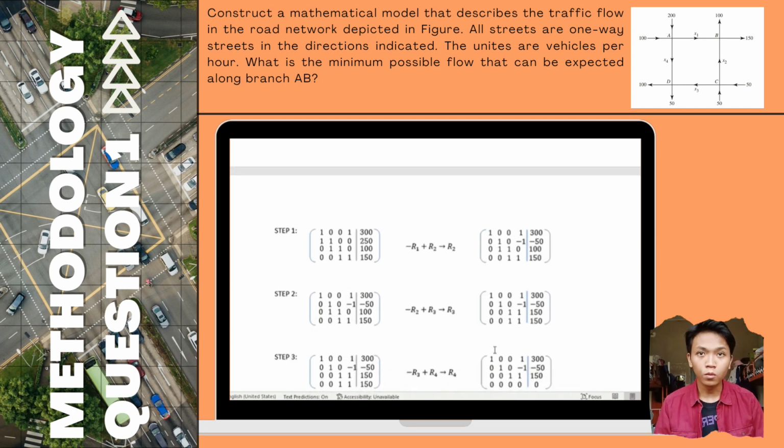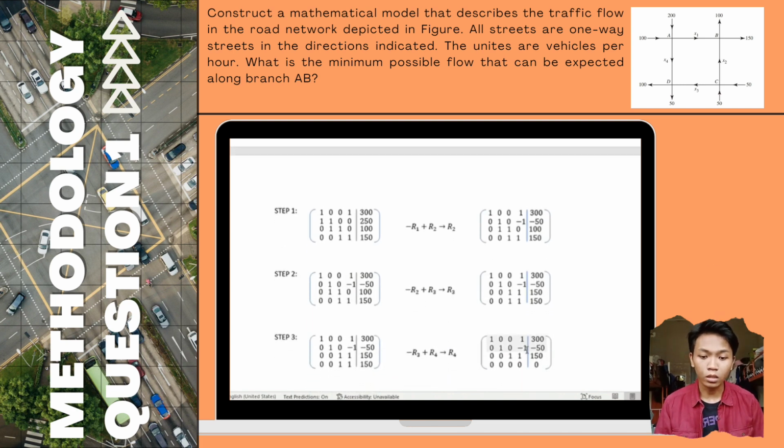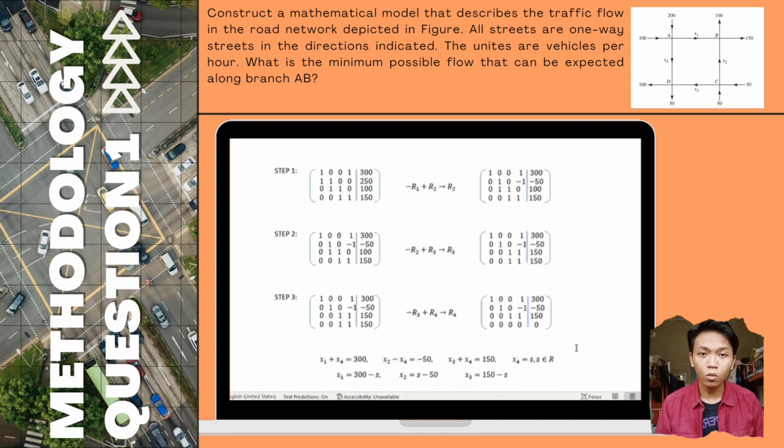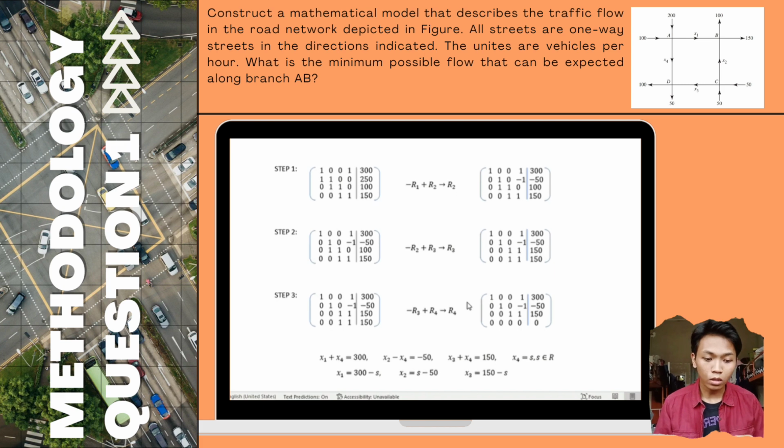Next, we have to use Gauss-Jordan elimination, which means we have to use ERO. For our first ERO, we use negative R1 plus R2, and the result will be our new R2. Next, our second ERO is negative R2 plus R3, and the answer will be our new R3. Lastly, we use negative R3 plus R4, which is equal to our new R4.